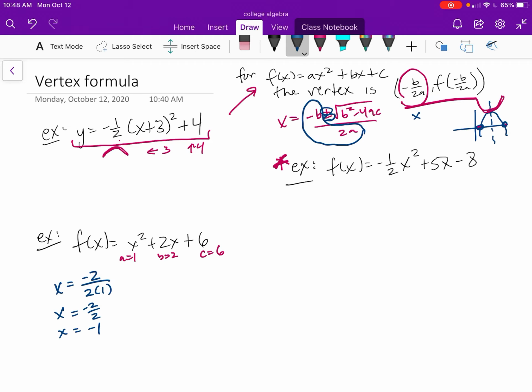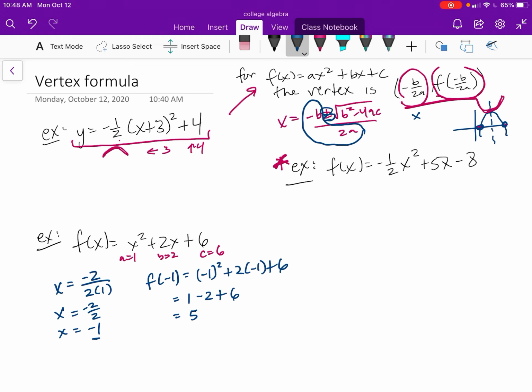The confusing part of this is just the way that's written. It says f of negative b over 2a. Well, all that means is negative b over 2a gave us negative 1, right? So we do f of negative 1. What does that mean? It just means plug in negative 1 for x. All that is saying is whatever you get, plug it into the equation. So f of negative 1, we'd have negative 1 squared, which is 1, minus 2 plus 6, so we get 5.